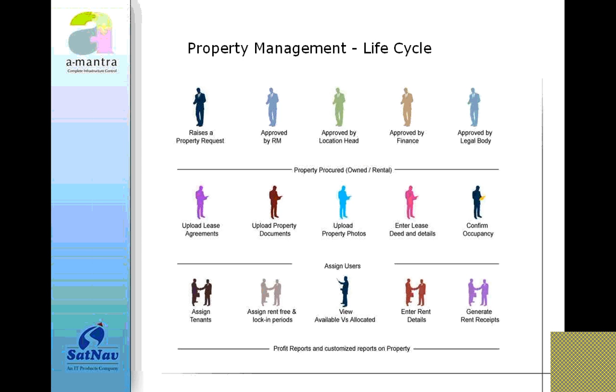Once he finalizes on a property, it goes to the finance wherein he will be checking what is the applicable rate for that particular property. Once the finance approves the property, it goes to the legal body wherein they will be checking all the legal requirements for the property. Once the legal requirements are done, he will be approving the property and uploading all the documents concerned for that particular property into the tool. Thus, the property can be procured. The procurement can be an owned property, or you might be leasing it or renting that particular property.